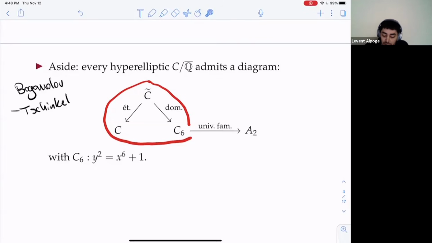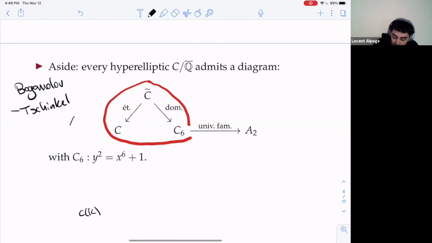What it says is, if you give me a hyperelliptic curve over Q bar, there exists an étale cover, C tilde, of that curve C, that admits a non-constant map to this one curve C6, y squared equals x to the 6 plus 1. And this is weird in the same way that Belyi's theorem is weird. At least that's the way I think of it. It's the same level of weirdness. Belyi's theorem is about covers of P1 minus 3 points, ramified only at 3 points. I'll explain why it's particularly weird, and this is observed in Bogomolov and Tschinkel. What does it mean for rational points?